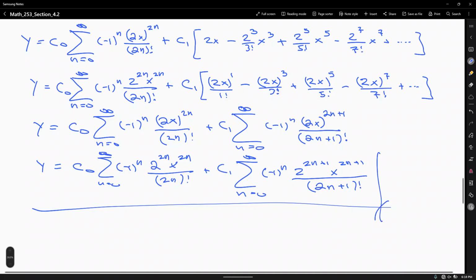But guys, can we identify what functions are there? I already spoiled it for you at the very beginning, didn't I? Come on. y equals c1 cosine 2x plus c2 sine 2x.